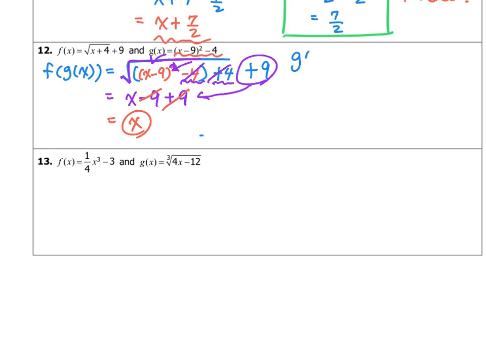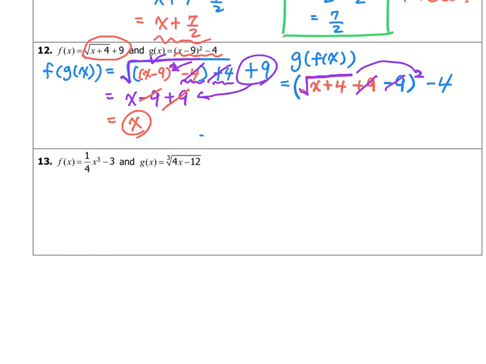Now we're working on g of f of x. Same process, guys. We need to put f of x into g of x, right? So instead of x, I put this whole expression for f of x, square root of x plus 9, and this will close by negative 9 squared minus 4. All right, positive 9, negative 9 will cancel out. And there is a square root and square.